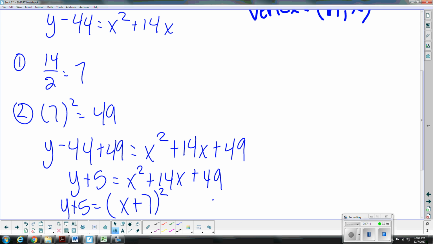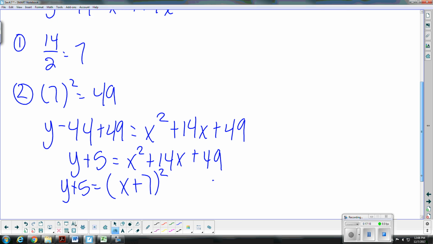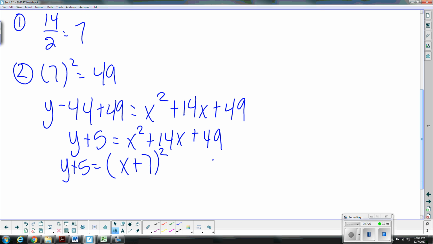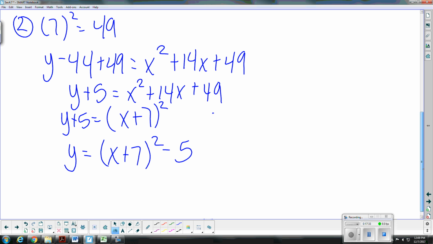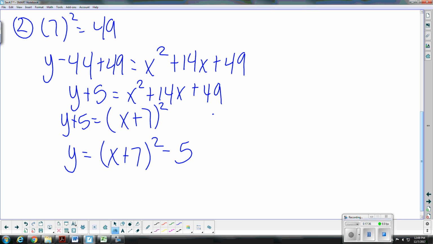So that gives us y plus 5 equals (x plus 7) times (x plus 7), which is (x plus 7) squared. Now, in order to get this into vertex form, we need to say y equals. So we need to subtract 5 from both sides. So that gives us y equals (x plus 7) squared minus 5. Now the next step is to identify the vertex. So we want to identify our h and our k.